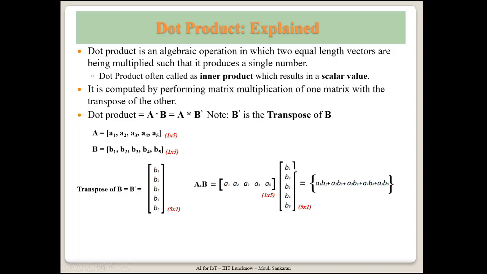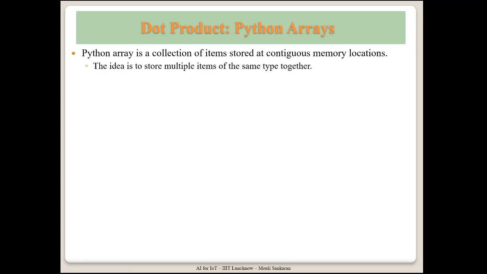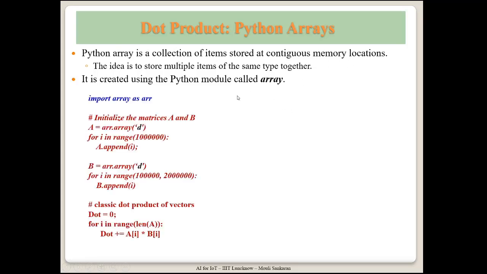So what you get out of this is a scalar value, which is 1 by 5 times 5 by 1. It will be a single scalar value that you get. Now we will create one small array using NumPy and then try to perform this multiplication. It is of contiguous memory, all that you know.